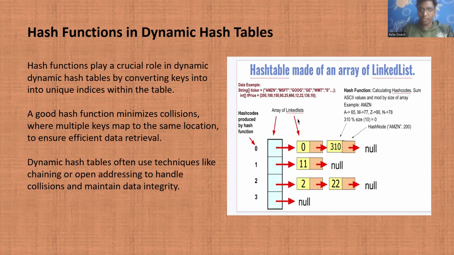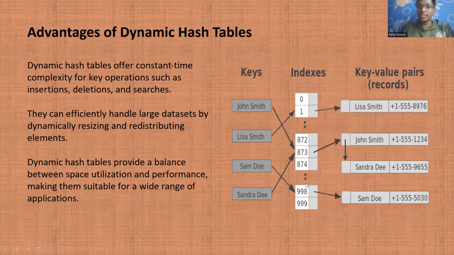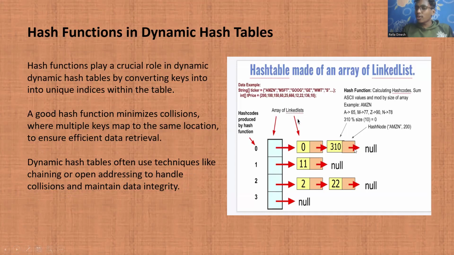if any keys have the same indexes, then a collision occurs. Because if the keys have the same indexes, the system does not know which data must be retrieved. To overcome this drawback of collision, we have three techniques. One of the techniques is open addressing.